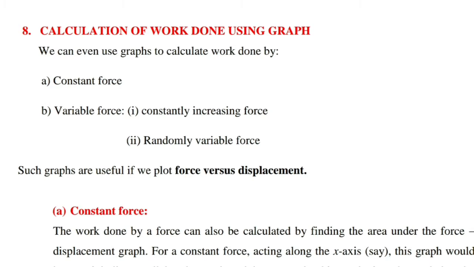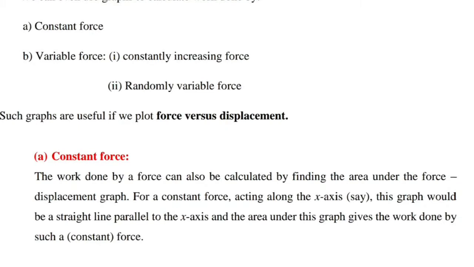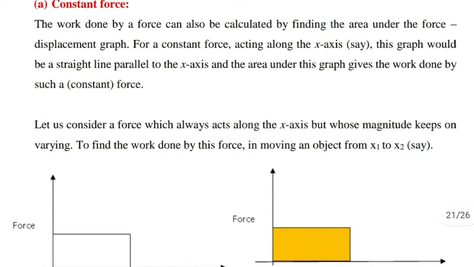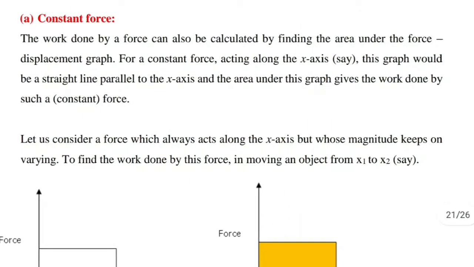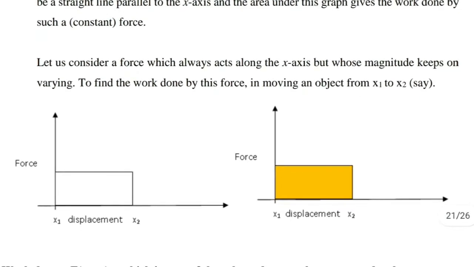And the graphs are the force versus displacement graph. That means the force will be taken along the y-axis and displacement will be taken along the x-axis. So let's see what is meant by constant force. Constant force means a force which remains constant throughout the displacement of the object. That means the force remains constant in both magnitude and direction.